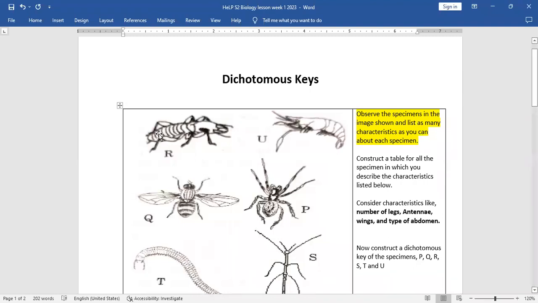R, which has only 3 main body parts, will be identified, and you remain with these 2. Someone has said you can use the legs, 3 pairs of legs, but these ones have what? What would you say to remove these ones? More than 6. Beautiful.